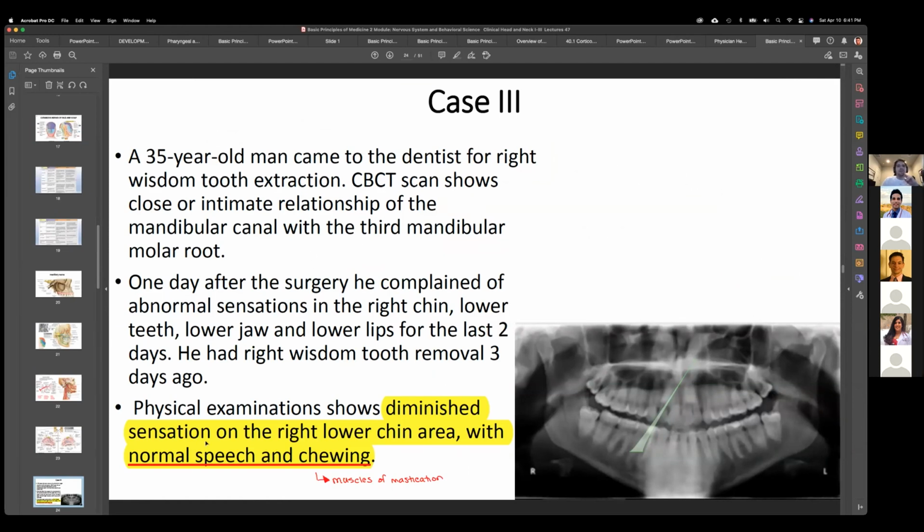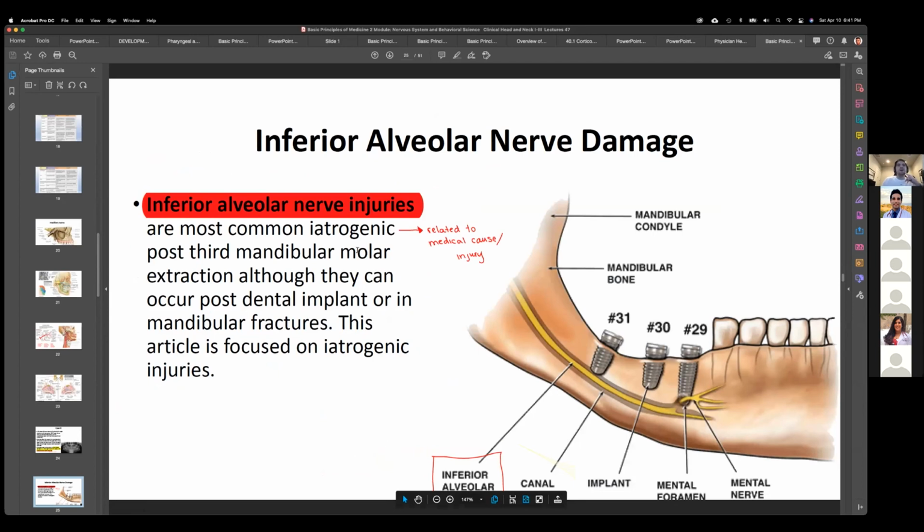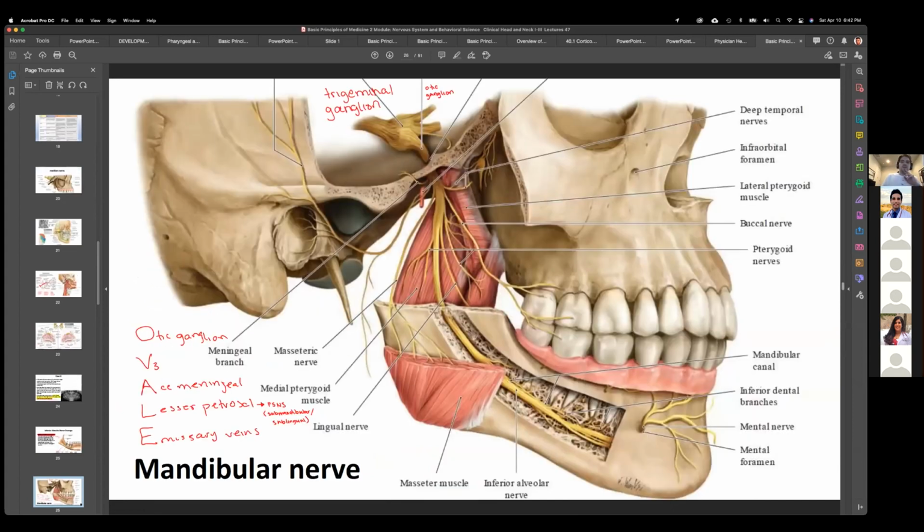What is this? Right chin, lower chin, normal speech and chewing. So the mental area, no problem with phonation or muscles of mastication. Okay, great. Remember I was saying that this is where the dentist numbs you up with the lidocaine, right? So you can get an injury there. And this branch comes off the inferior alveolar, submental. So if you get numbness of the chin, maybe it was some sort of dental problem.